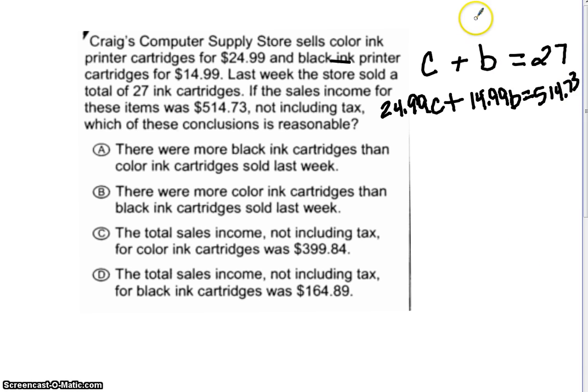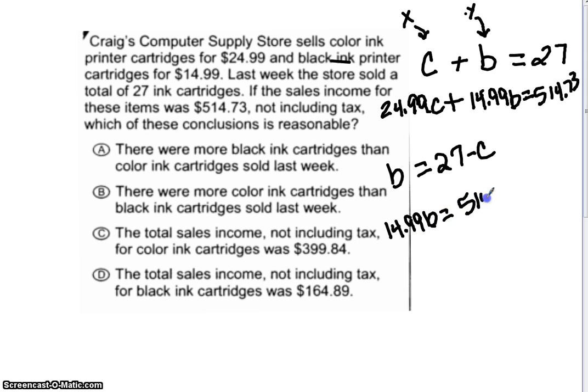My suggestion would be to pretend that B is y and pretend that C is x. And so get y by itself. And so for your first one, B is equal to 27 minus C. For the other one, you have $14.99B is equal to 514.73 minus 24.99C. B is not by itself because of that $14.99. It all has to be divided by $14.99.